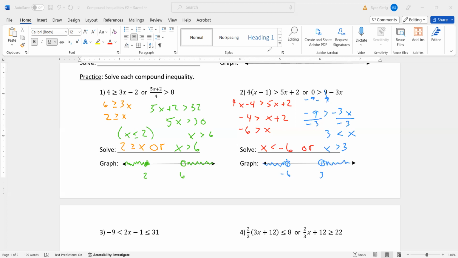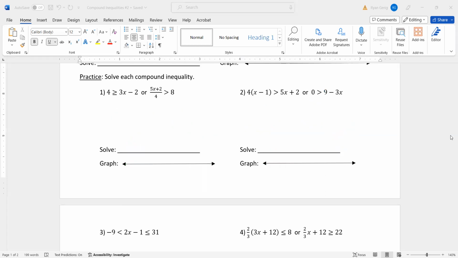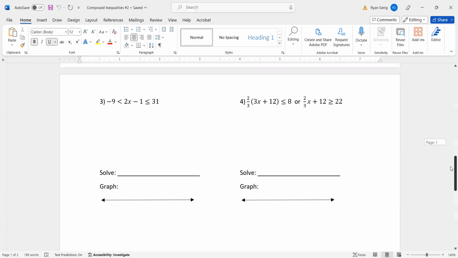2 more on the back and we'll be done. Pause it, see if you can try this one. So I tried throwing a curveball at you here. This is not an or, this is an and. This is what we did yesterday. Should remember how to do this.